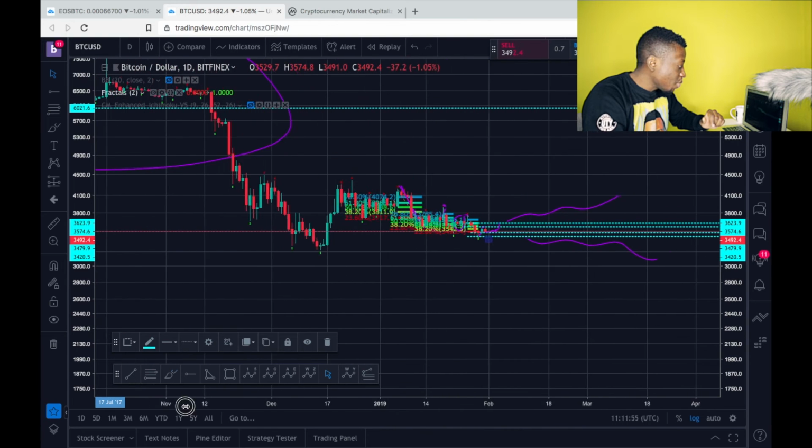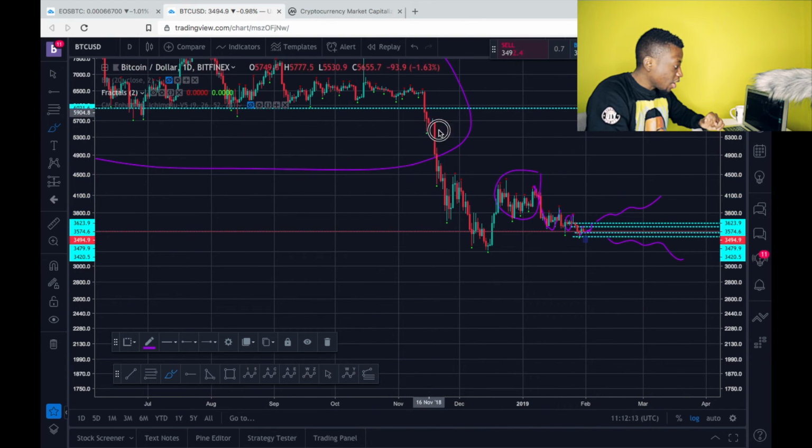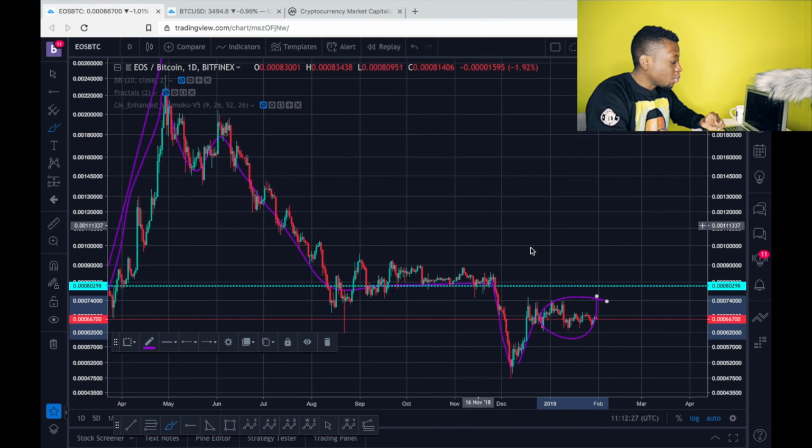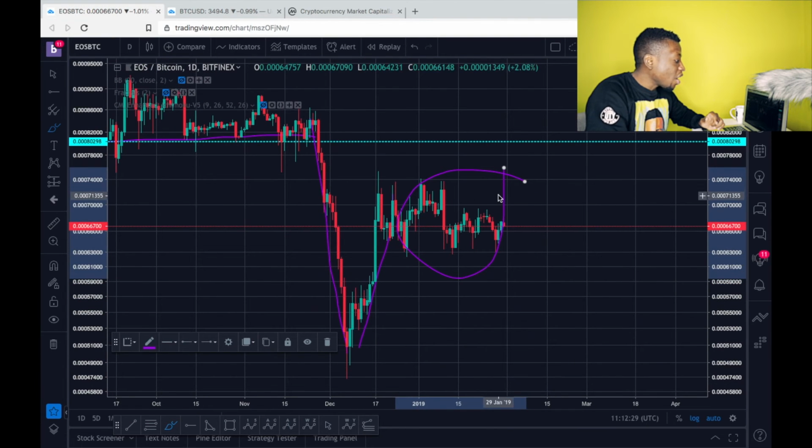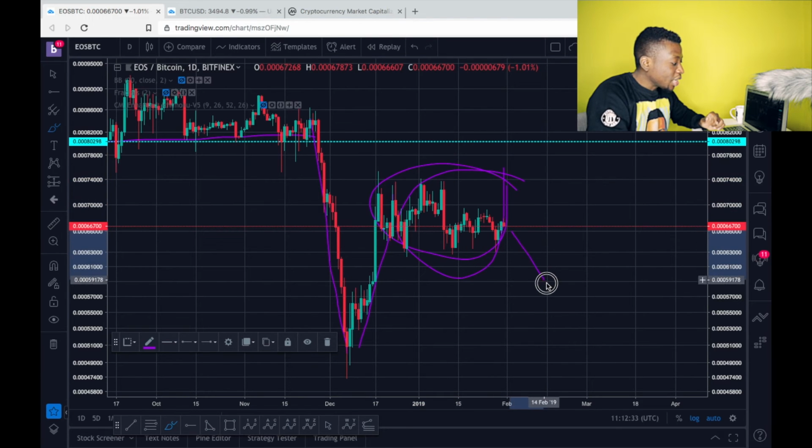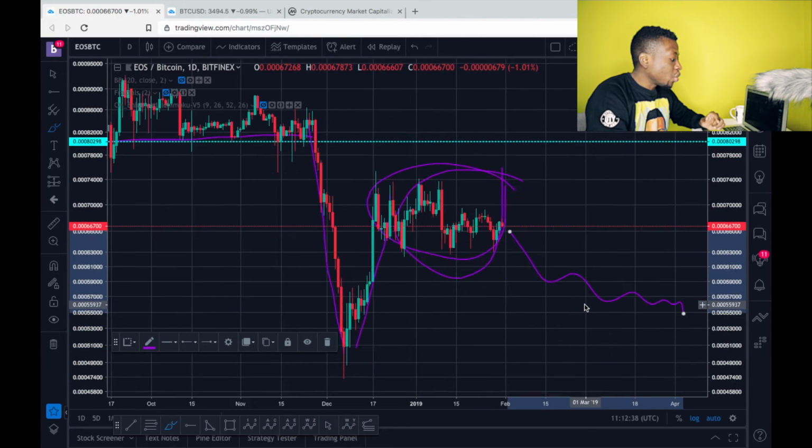As you guys can see, it clearly broke the support right over there. It went down, then it had this corrective wave pattern right over there, and then right over here it was trying to do its thing, then finally broke downwards. So this is the same thing that we are experiencing with EOS right now. We are in this particular phase, and I expect EOS to break down in a few weeks from now. So this is what's really going to happen.